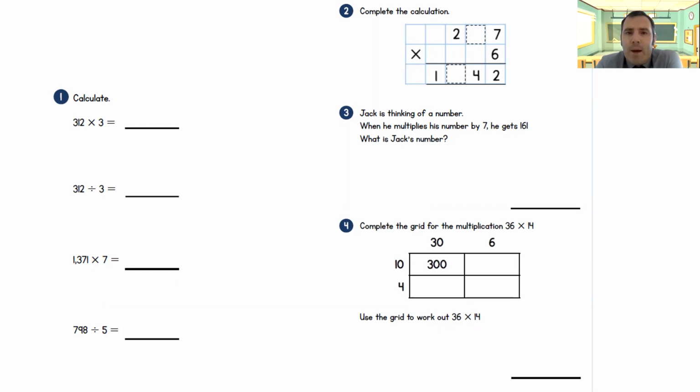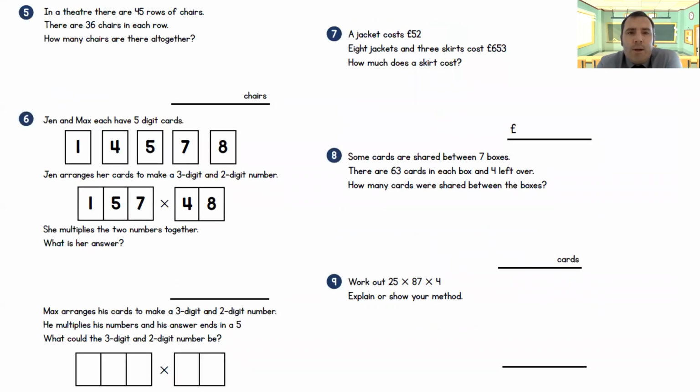How did we get on with that page? You'll be pleased to know you've only got one more page to do. So, question 5. I'll read these through. You listen, and then you can pause the video when I'm finished reading through them, and you can complete your work. Question 5. In a theatre, there are 45 rows of chairs. There are 36 chairs in each row. How many chairs are there altogether?